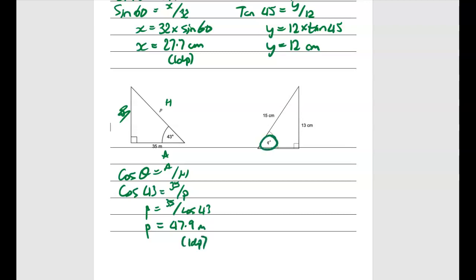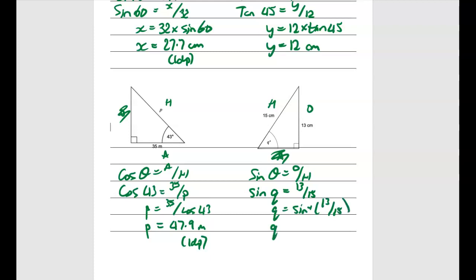And the final question, we're now trying to find an unknown angle, Q. There's the hypotenuse, there's the opposite, there's the adjacent. We don't care about the adjacent, which means we're dealing with sine. So sine angle equals O over H. Sine Q, because Q is the unknown angle, is equal to 13 over 15. Q is equal to inverse sine 13 over 15. Q will be equal to 60 degrees, and I've chosen to round that to 0 decimal points.